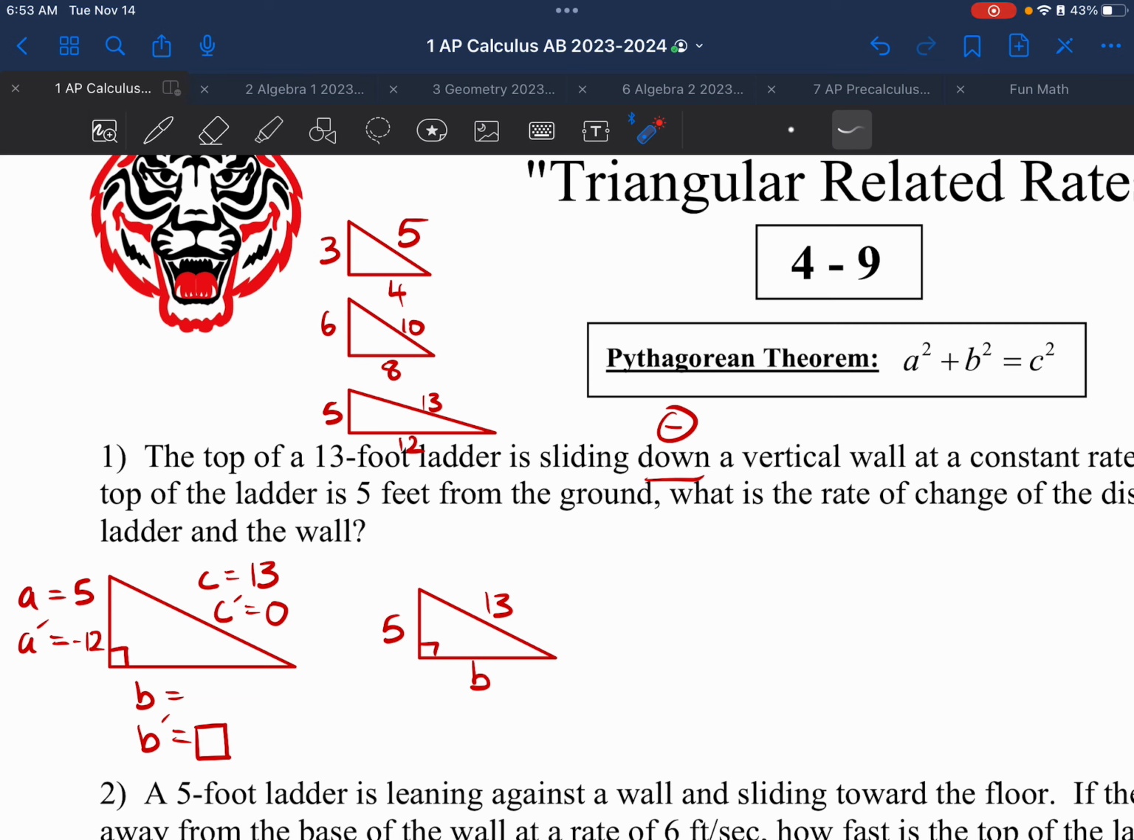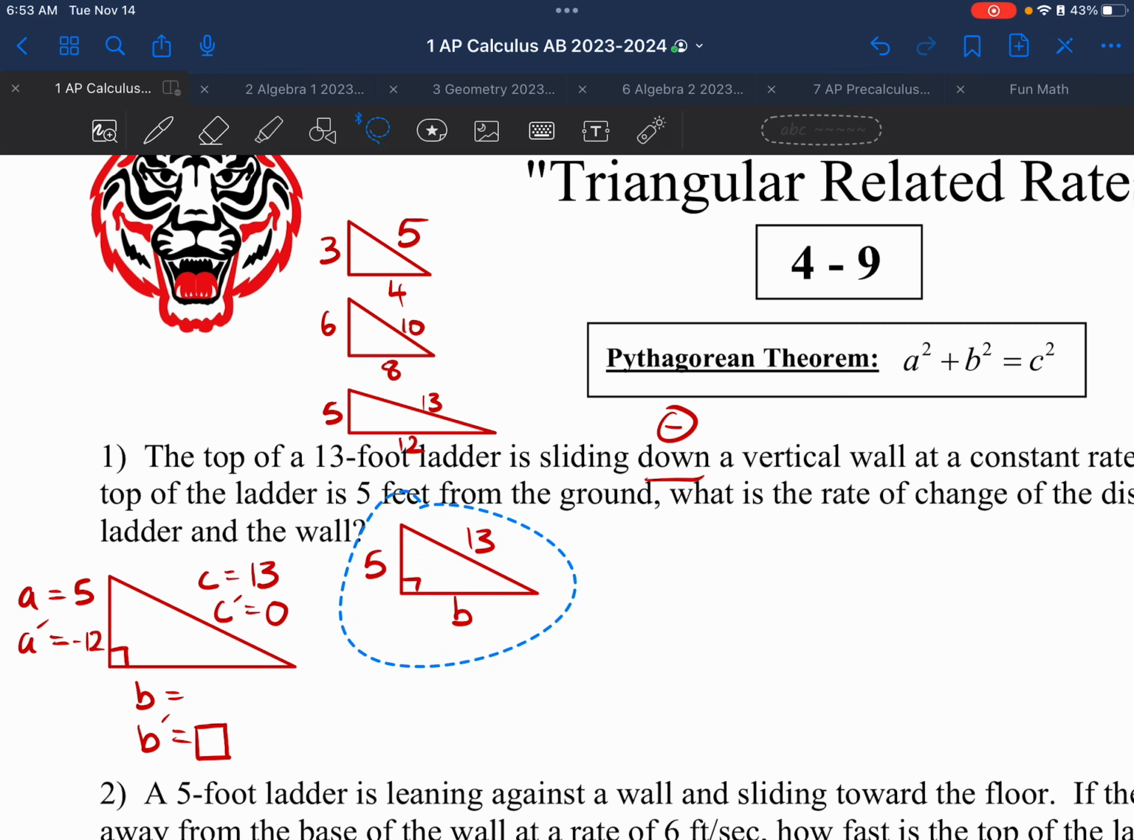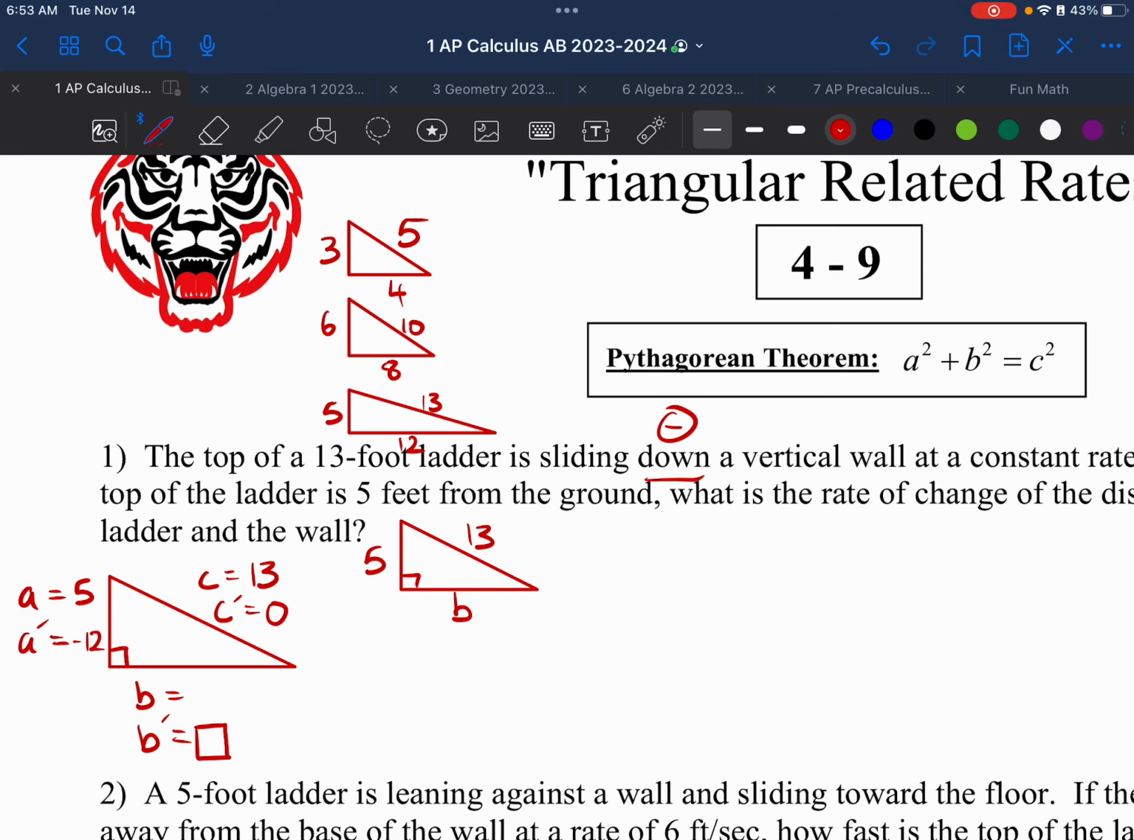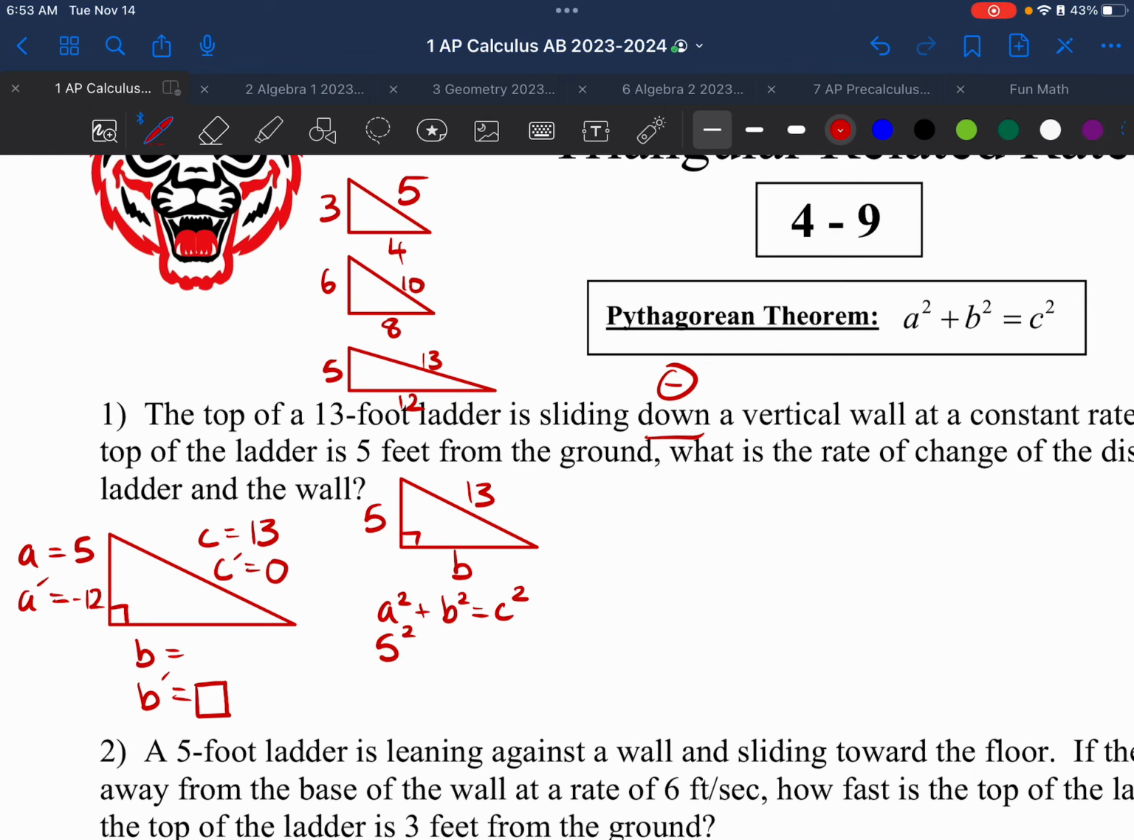But let's say, I don't know how to do that, Mr. Sindel. I haven't memorized all of my Pythagorean triples. Well, then you can just plug this into the Pythagorean theorem, a squared plus b squared is equal to c squared, and I will prove to you that b is indeed 12. So 5 squared plus b squared is equal to 13 squared. 25 plus b squared is equal to 169. Then b squared is equal to 144, and finally b is equal to plus or minus 12, but it doesn't make sense to have a minus 12, so we'll just say a positive 12. So again, b is 12, and that comes from our Pythagorean triple up here.